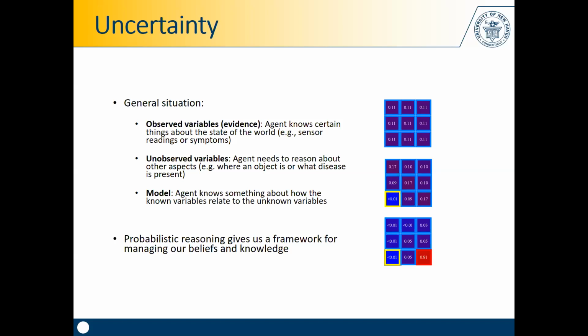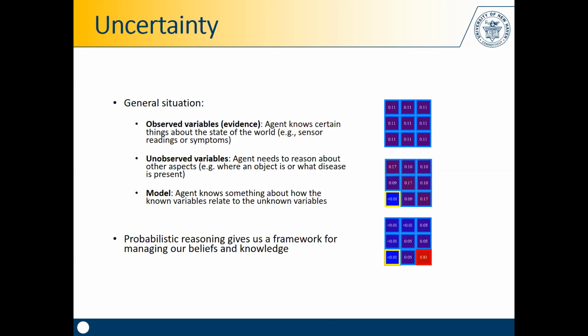Now, there are unobserved variables, which means that the agent needs to reason about the situation, reason from what's observed before. So, for example, in Ghostbusters, the unobserved variable was the position of the ghost. In medical diagnostics, the unobserved variable is the disease.